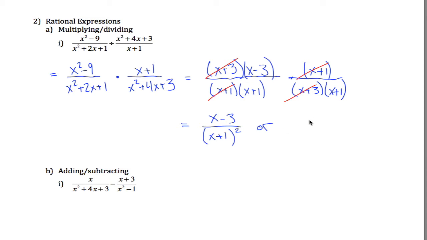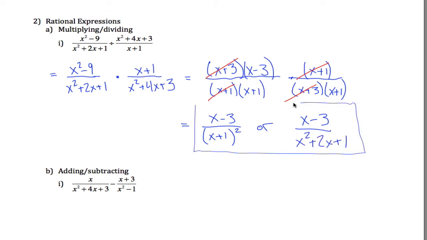If you leave it like this, that's great. If you'd prefer to FOIL this out and get x squared plus 2x plus 1, that's fine too. I don't care. Do whatever you want. You don't have to expand this out. You can leave it just like this. Either way is good. That's how you multiply and divide rational expressions.